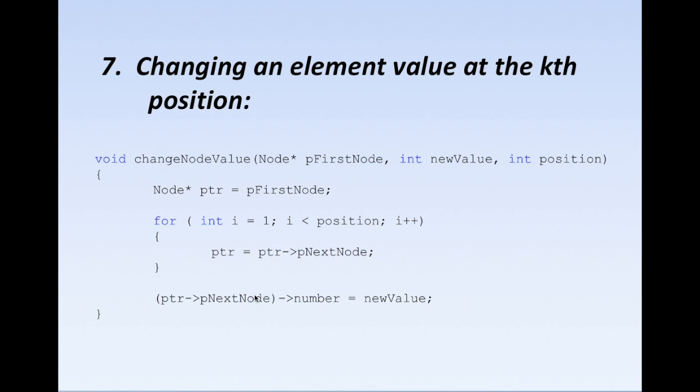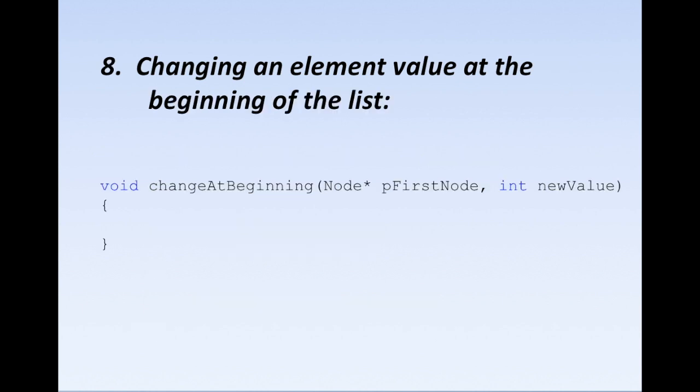Now that it's pointing to it, ptr equals ptr.pnext node, and we're going to have ptr dot number equal to new value. So I'm going to change the number to the new value. Now, changing an element value at the beginning of the list, the same way we did there, but now we set the position to be equal to 1 because it's at position 1.